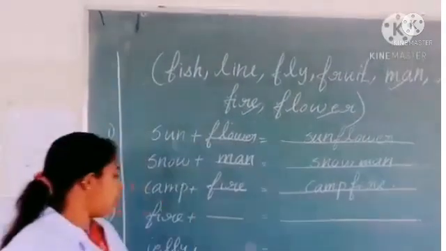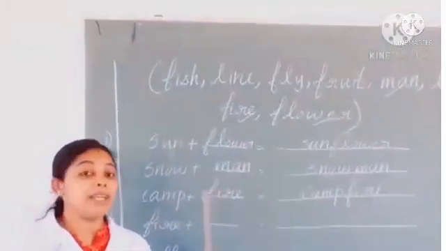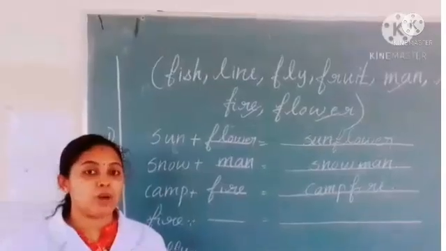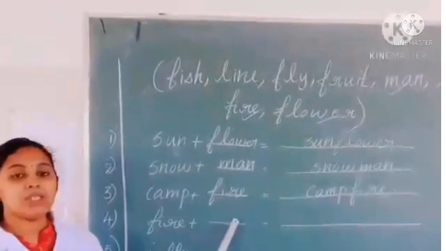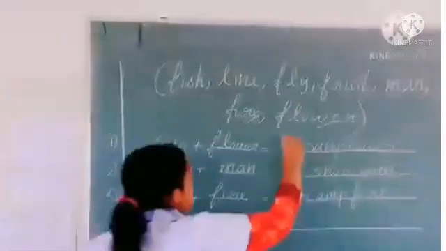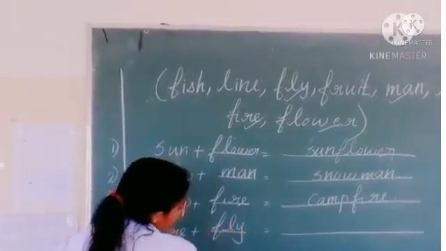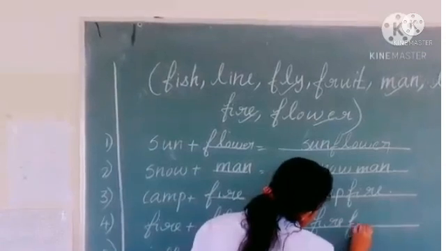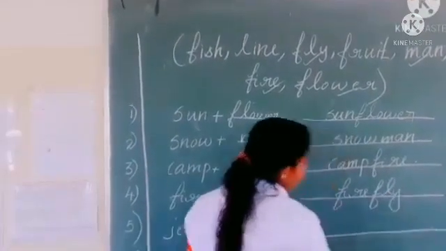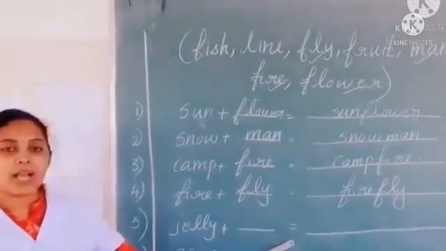And the next one, fire plus dash equal to dash. That we studied from our fourth chapter, how the firefly got its light. So, fire plus dash. Yes, we can use the word fly. Fire plus fly, it forms the word firefly. F-I-R-E-F-L-Y, firefly.